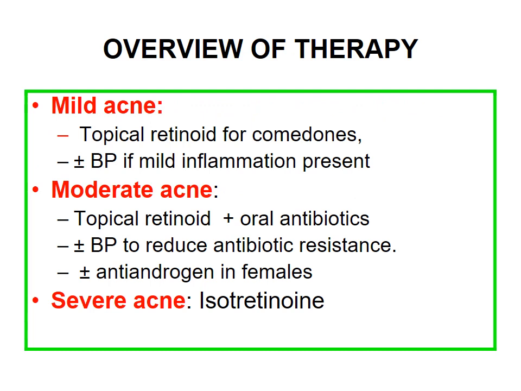This is the overview of therapy. In mild acne: topical retinoids for comedones, plus or minus benzoyl peroxide if mild inflammation is present. Moderate: topical retinoids plus oral antibiotic, plus or minus benzoyl peroxide to reduce antibiotic resistance, plus or minus anti-androgens in females. Severe acne: isotretinoin is the line of choice.